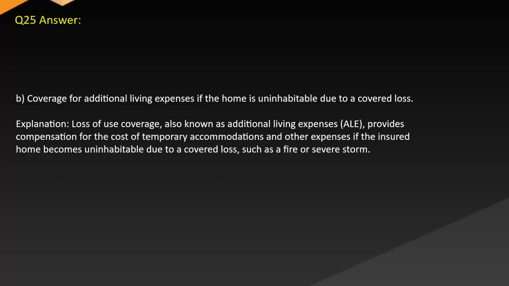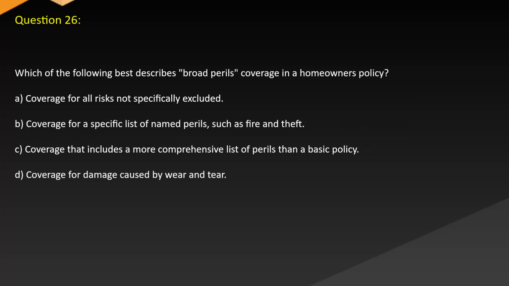Answer: B. Coverage for additional living expenses if the home is uninhabitable due to a covered loss. Explanation: loss of use coverage, also known as additional living expenses, or ALE, provides compensation for the cost of temporary accommodations and other expenses if the insured home becomes uninhabitable due to a covered loss, such as a fire or severe storm. Question 26. Which of the following best describes broad perils coverage in a homeowner's policy?